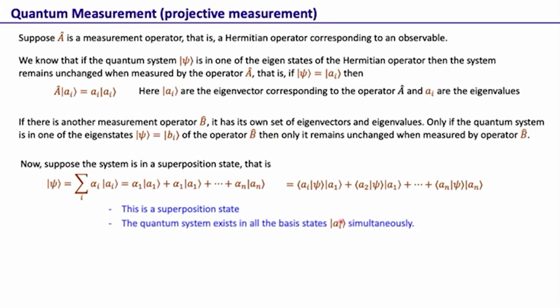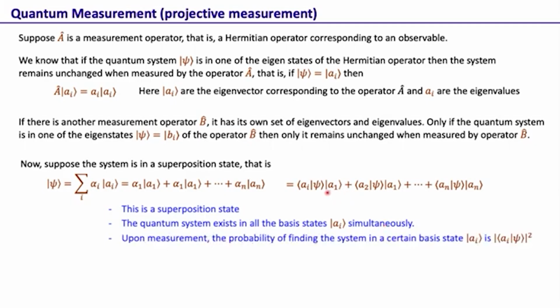The way we interpret this kind of state is that this quantum system exists in all these basis states a_i simultaneously. But upon measurement, of course, we will find it to be in one of the eigenkets, either a_1, a_2, or a_n. When this is a superposition state, the quantum state exists in all these basis states a_i simultaneously, and when we do the measurement, the system collapses into one of the eigenkets. The probability of finding the system in a certain basis state is the square of the inner product of a_i with psi, and this we get through this state representation.